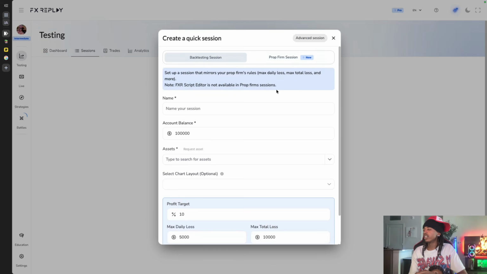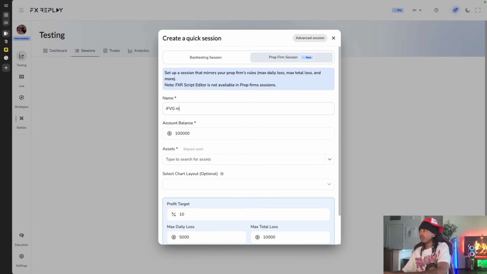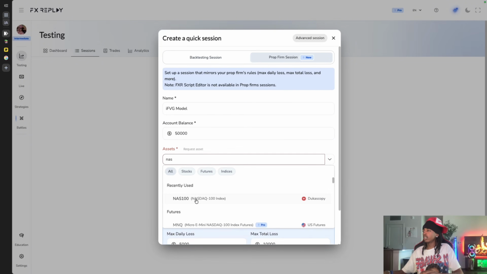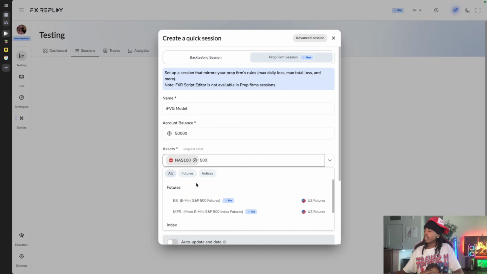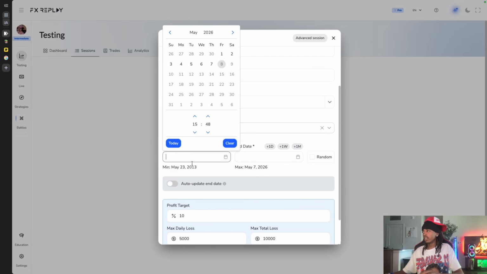So I'll create a session. We'll do a prop firm session. Go ahead and name this iFVG model, and then I'll do a $50,000 balance just like this, and then we'll do NAS, and then we'll also do ES, or on here I'll just do S&P 500. I already have a chart layout that I use, and then we'll just pick a random day. Pick a random date that's during the week within the last 2 years minimum.